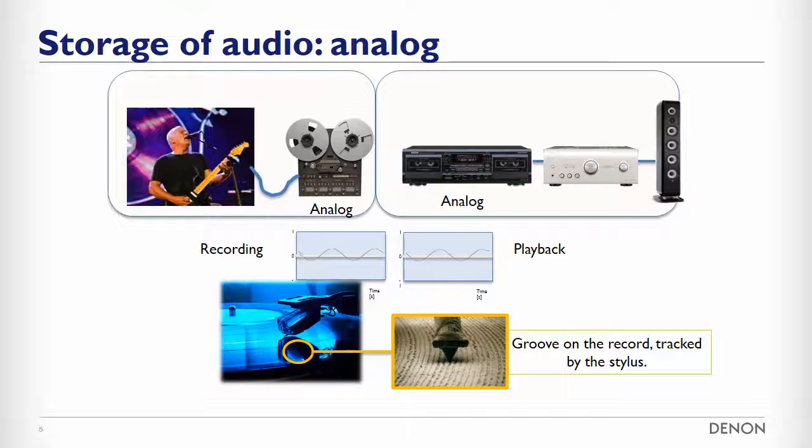During playback, the groove is tracked by the stylus that is part of the phono cartridge mounted to the tone arm of the turntable. The stored signal is continuous and can have any value. That's the reason why many people still prefer LPs, because of their high resolution and harmonics.